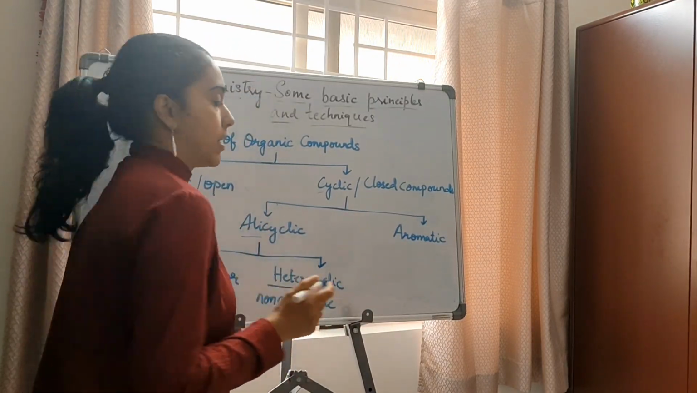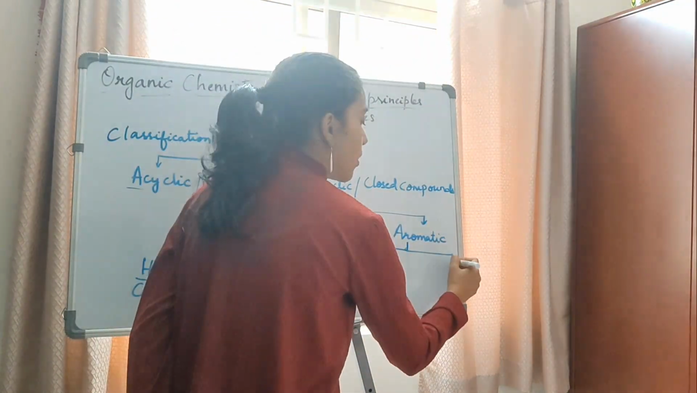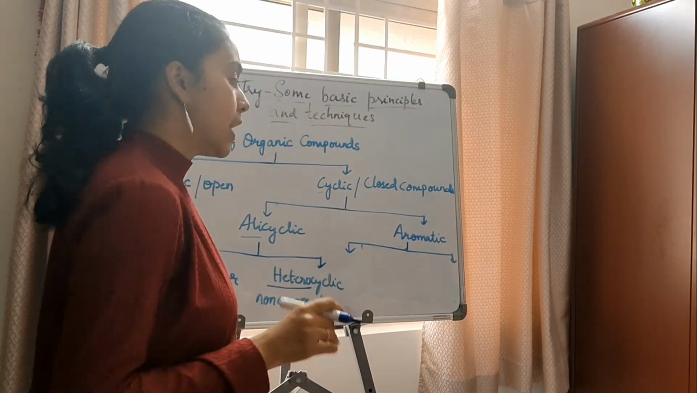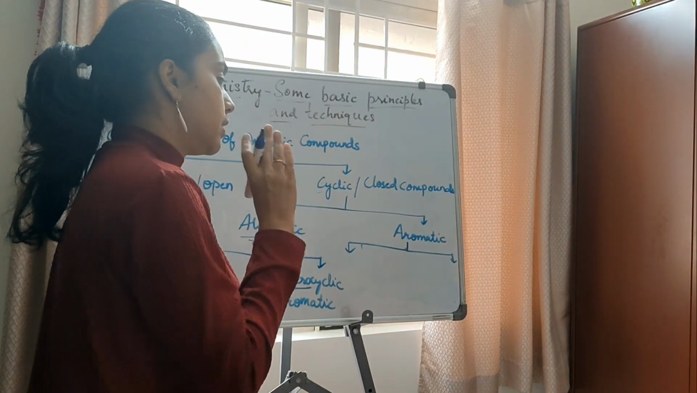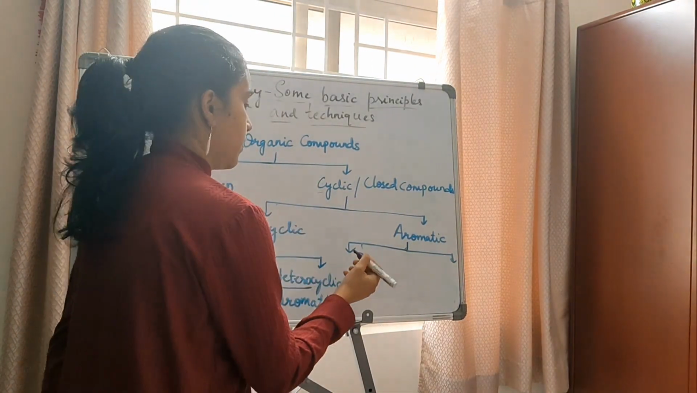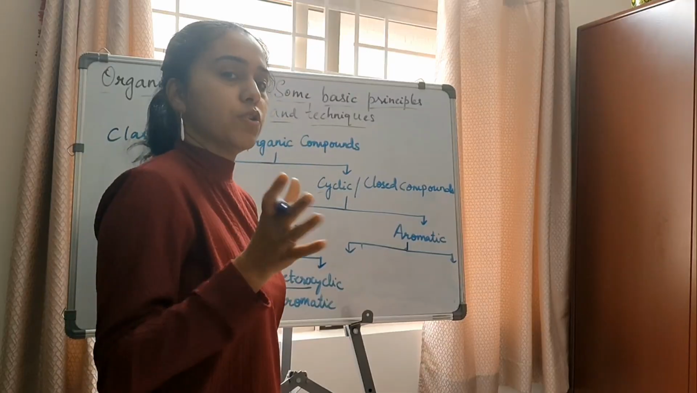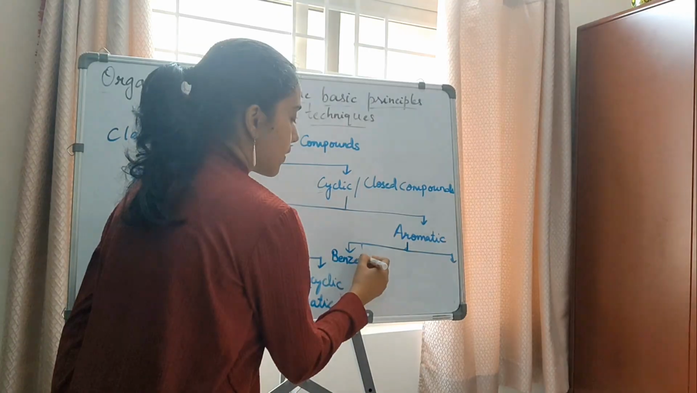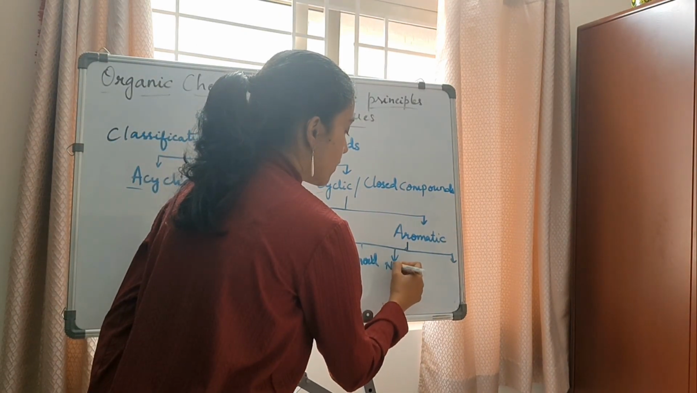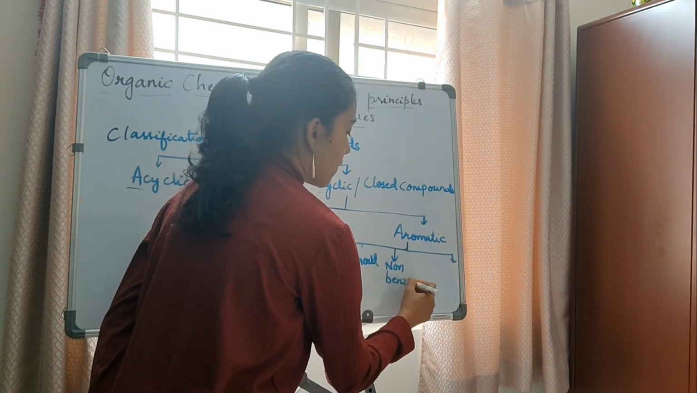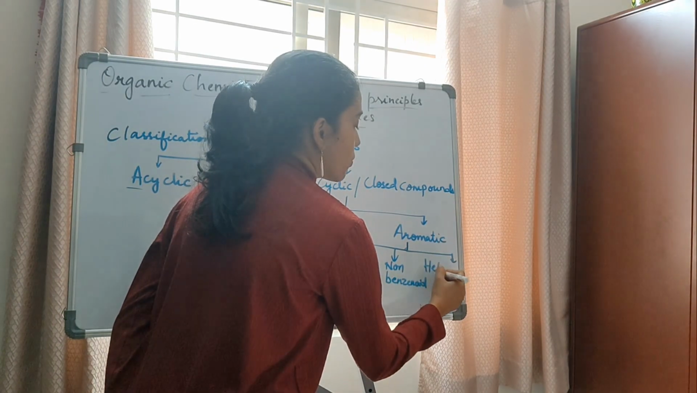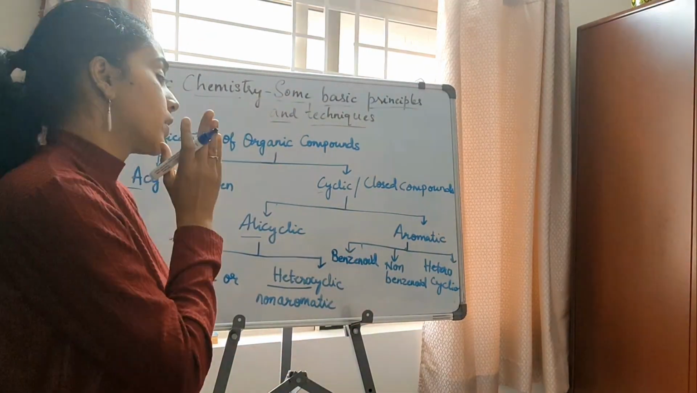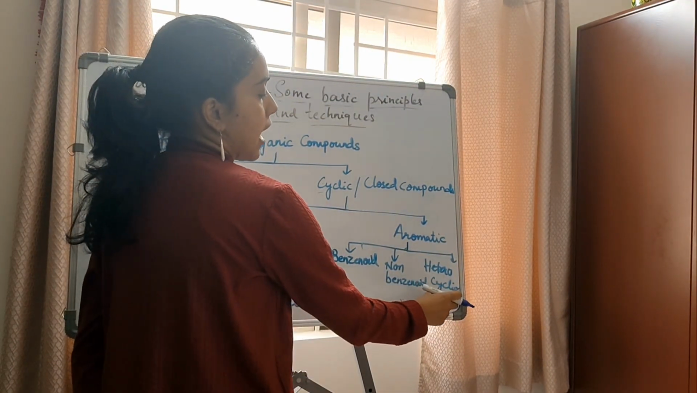Next category is aromatic. You will be learning about aromatic compounds in detail in a separate chapter. Right now, aromatic compounds have benzene-like structures. The properties of aromatic compounds are different, which you'll be learning. Right now, aromatic compounds are classified into three types: benzenoid, non-benzenoid, and heterocyclic aromatic.